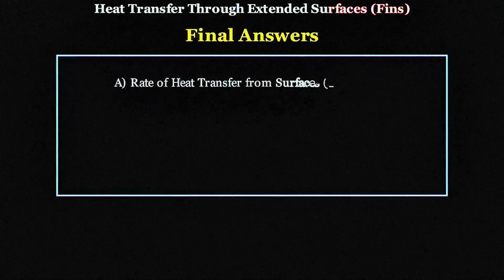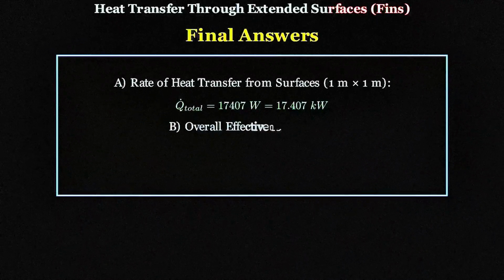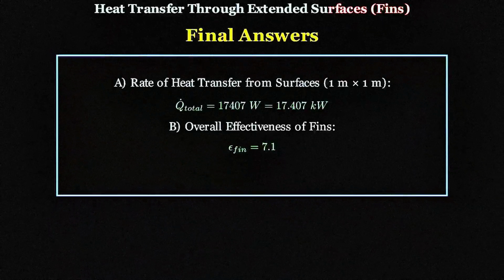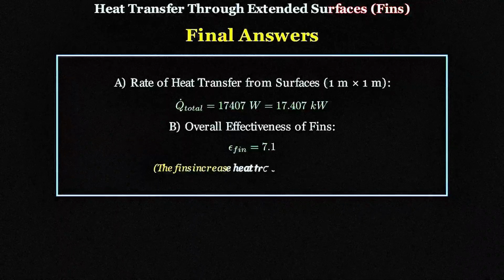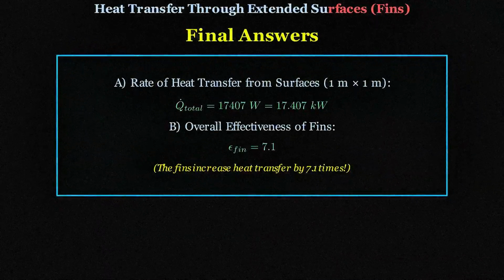Part A. The rate of heat transfer from the surfaces for a 1 meter by 1 meter section is 17,407 watts, or 17.417 kilowatts. Part B. The overall effectiveness of the fins is 7.1. This problem demonstrates the remarkable effectiveness of extended surfaces. By adding these small aluminum pin fins, we've increased the heat dissipation by more than 7 times. The high fin efficiency of 93.47% shows that the fins are well designed, and the large number of fins creates a massive increase in surface area, leading to this impressive heat transfer enhancement.